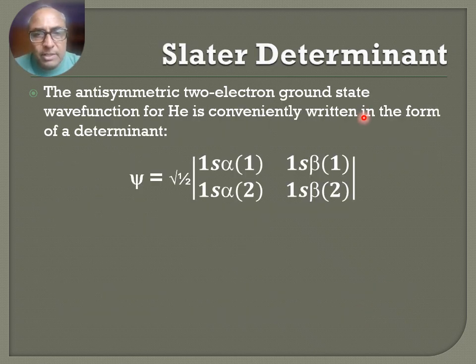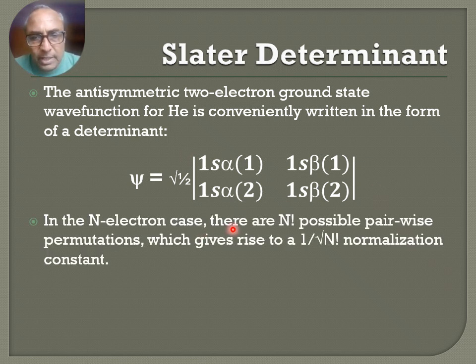The antisymmetric 2-electron ground state wave function for helium can be conveniently written in the form of a determinant, which is known as the Slater determinant. If we expand this out, we see that this is just psi equal to 1 upon root 2, 1s alpha 1, 1s beta 2 minus 1s beta 1, 1s alpha 2, which is the wave function we wrote in the previous slide.